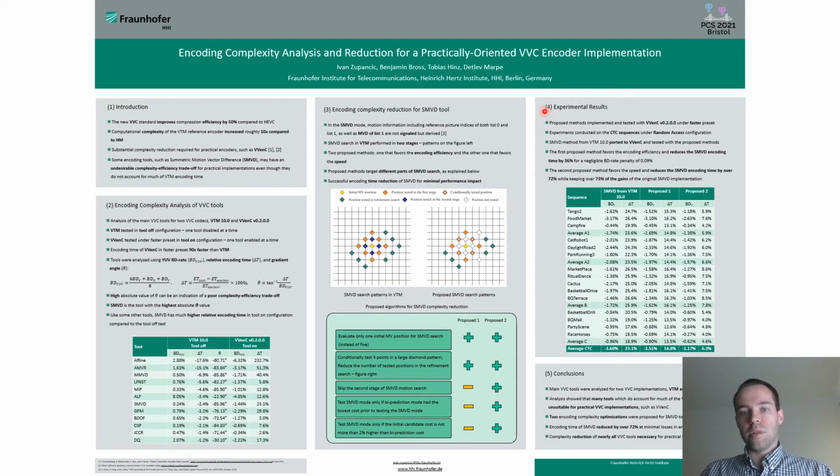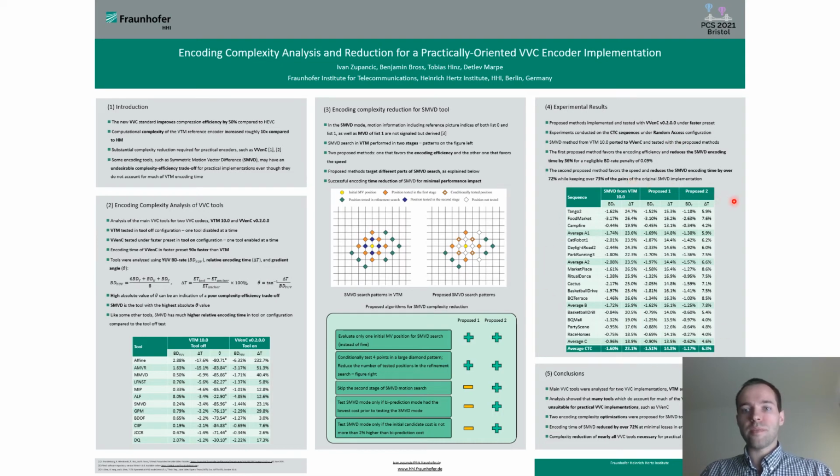The performance of the proposed methods was evaluated using VVenc 0.2 under the faster preset and using the sequences from the common test conditions encoded under the random access configuration. For the reference, we also ported the SMVD algorithm from VTM 10 to VVenc and tested it along with the proposed methods. The results are shown in this table here.